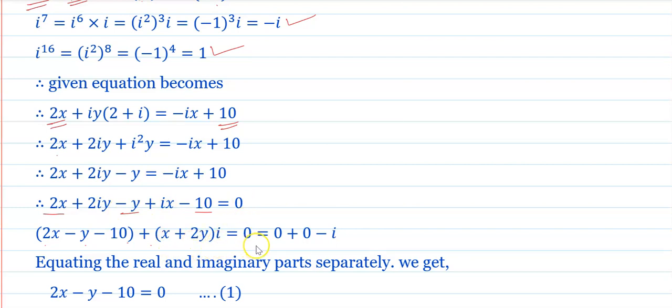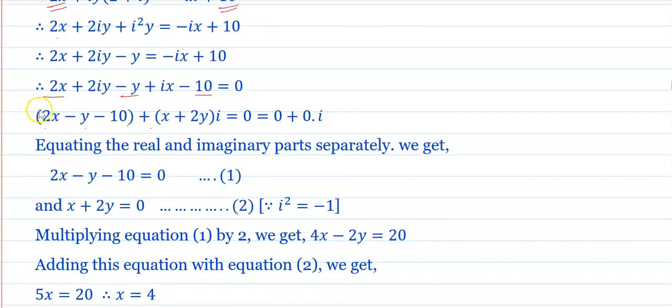Now 0 can be written as 0 plus 0 into i. Equating the real and imaginary parts separately, then you will get 2x minus y minus 10 is equals to 0. Next is x plus 2y is equals to 0.